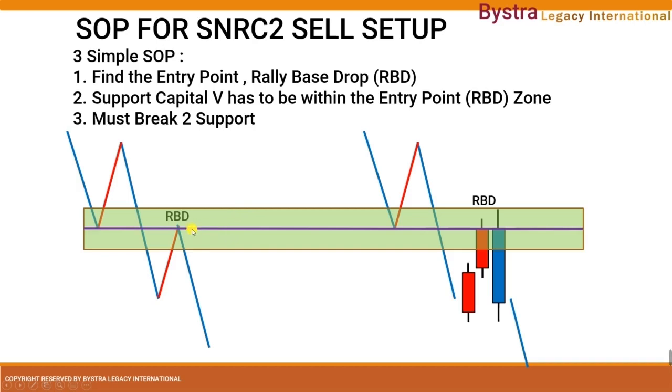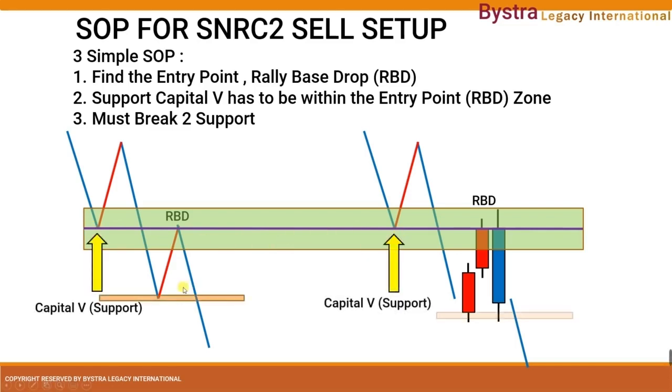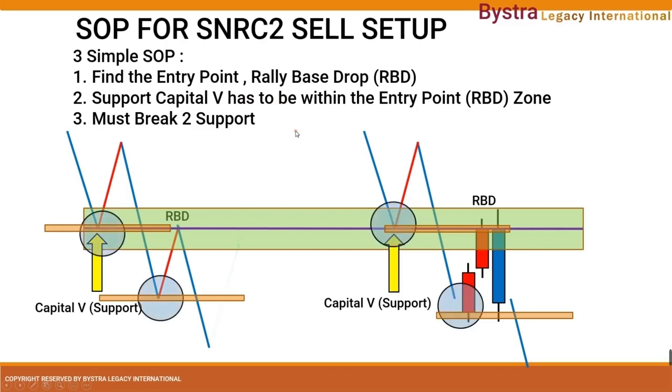Okay, so our entry point, our sell limit, would be this horizontal line, aligned together with the capital V, which is the support. So this is the area where you need to set your sell limit. Okay, so this is the capital V. So two supports, first support, second support. We need to break the first support and second support. After breaking these two supports, only then is it considered a fully valid SNRC2 sell setup, which means it met all three SOPs for the SNRC2 sell setup. Price would then come back to this area and continue on the downtrend.